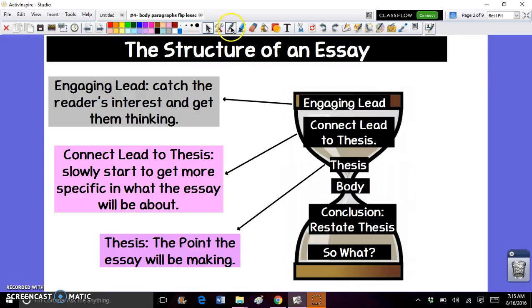Alright, so we've talked numerous times about the structure of an essay, how the structure of an essay really can match the shape and flow of an hourglass, and we are now focusing on the middle part of our hourglass, the body paragraphs. Just like the middle part of an hourglass, which is very narrow, the body paragraphs are also very narrow because they are the most specific part of the essay. This is where we're going to find all of our text evidence, all of our arguments, all of our points that we're really trying to get across to the reader.